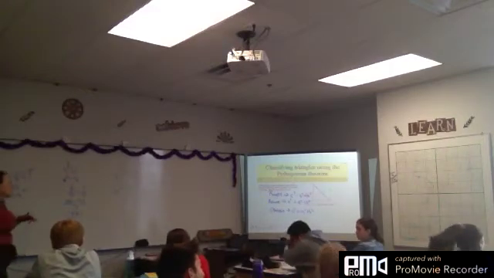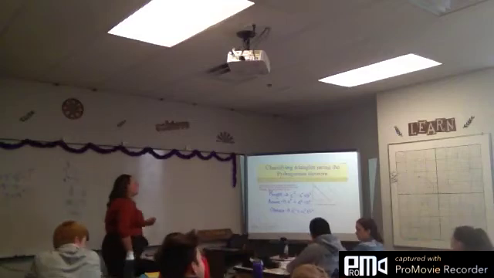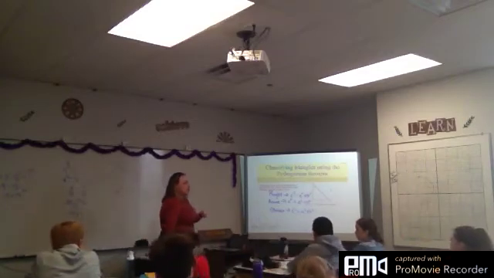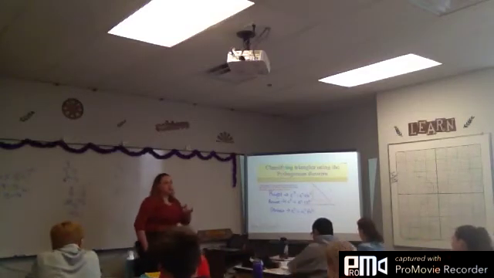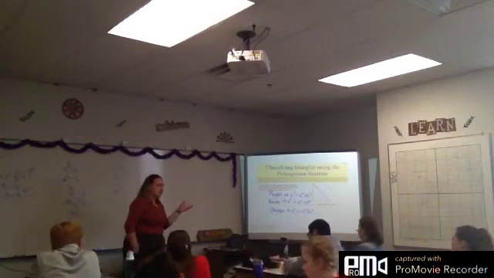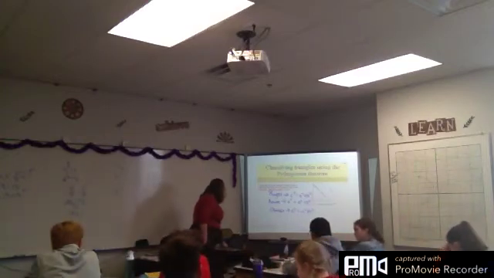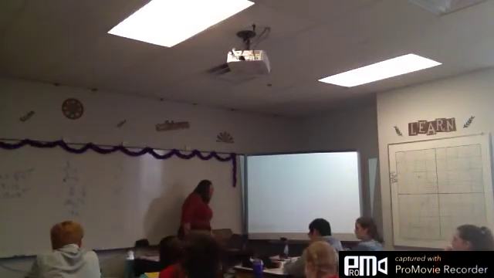Okay, so if C squared is less than the other 2 combined, it's acute. If C squared is greater than the other 2 combined, it's obtuse. Okay? And that is the first lesson.